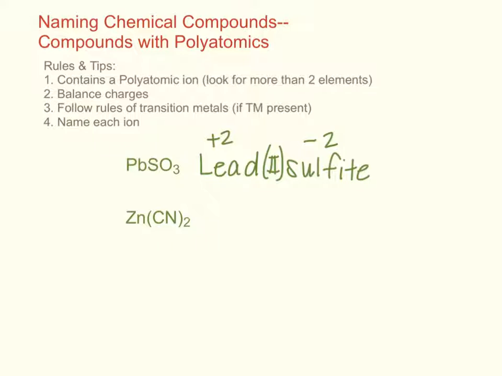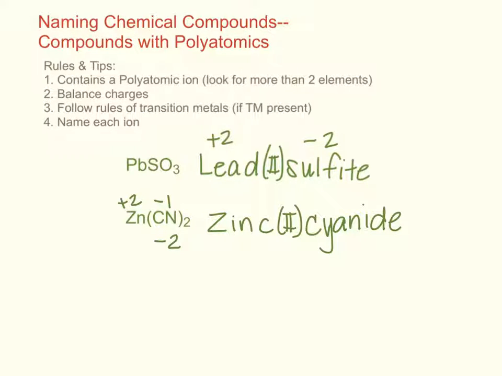Okay? And down here I have Zn(CN)2, so I look up my polyatomics. I don't know what CN is, but I look it up and it's actually cyanide. So my charge on cyanide is a -1 on my periodic table. So I've got zinc and cyanide. I have 2 cyanide, so I have a total -2 charge, and I only have 1 zinc, so that means that my zinc must have a +2 charge. So this is going to be zinc 2 cyanide.